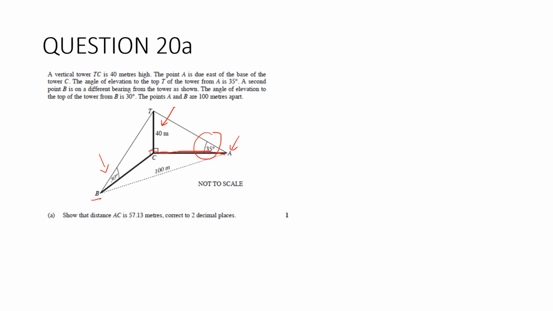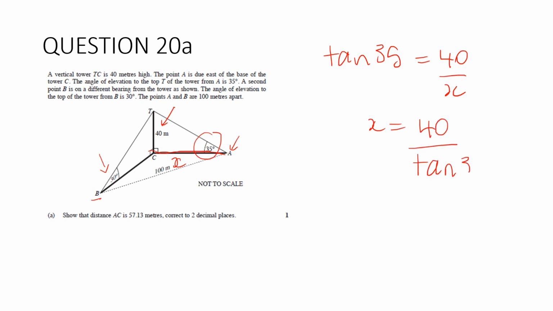All right, that's just trig, isn't it? So let's let this be x. Tan 35 is equal to 40 over x. x is equal to 40 divided by tan 35. And on the calculator, 40 divided by tan 35 is 57.13. Good. Metres.